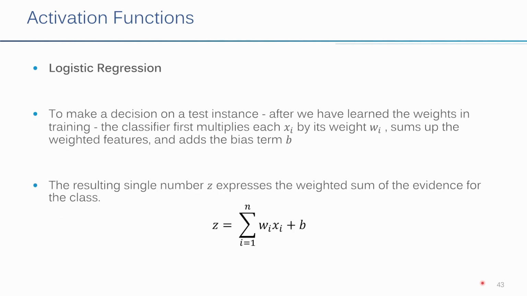And how do we combine those weights, inputs, and bias? Well, to make a decision on our test instance, the classifier first multiplies each and every x_i by its weight, then sums up the weighted features, and then adds the bias term. So after we do the dot product between w and x according to their respective indexes and add the bias term, we have a z, nothing more than a weighted sum of how likely the evidence is for our class.